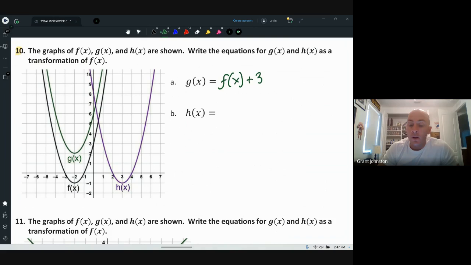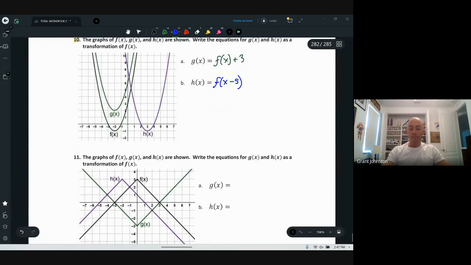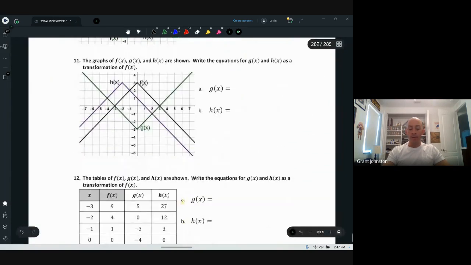Now, h also looks like a translation over, and it looks like it's gone to the right, right? You take f of x and you go to the right. So h of x is how far to the right? It looks like 1, 2, 3, 4, 5. It's gone 5 to the right. So remember how we expressed that with the horizontal shift. We're going to go f of x, and then since it went right 5, remember it's weird. We have to do the opposite in the parentheses. So it's going to be minus 5. That indicates a shift right 5. I'll let you try 11.